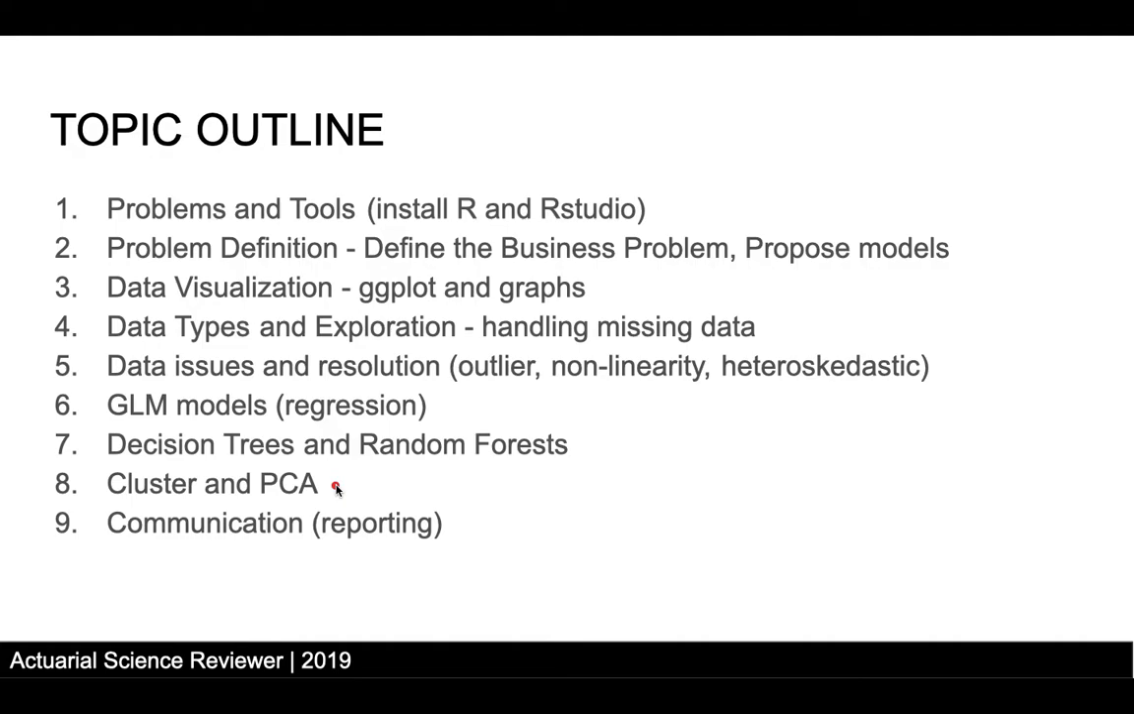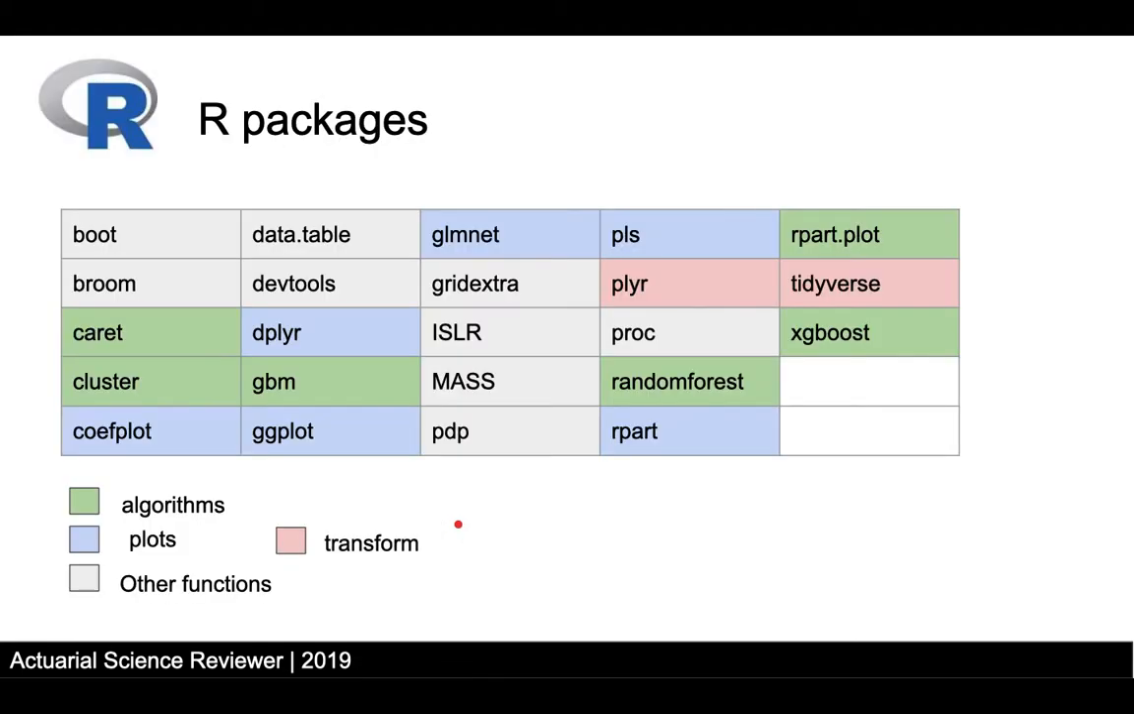Next is clustering and PCA, principal component analysis, for your feature engineering. So if you need to get features or you need to do some clustering on some domains to group them together. And then lastly, communication: how you're going to report the whole model and your insights as well. On communication, I think they're going to give you a Word template for that.